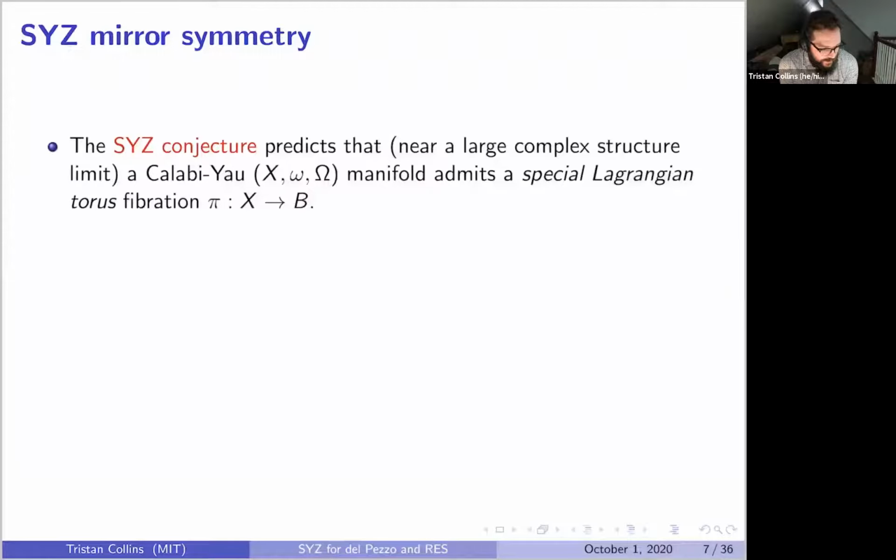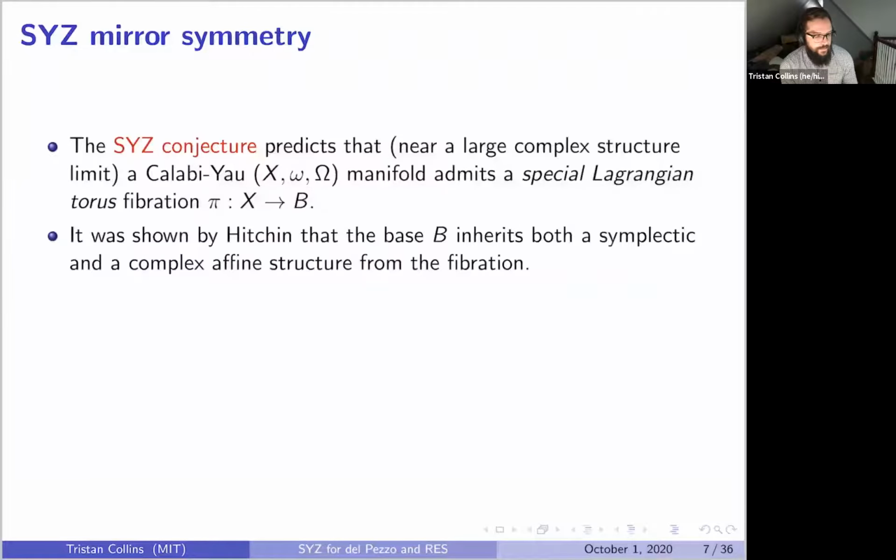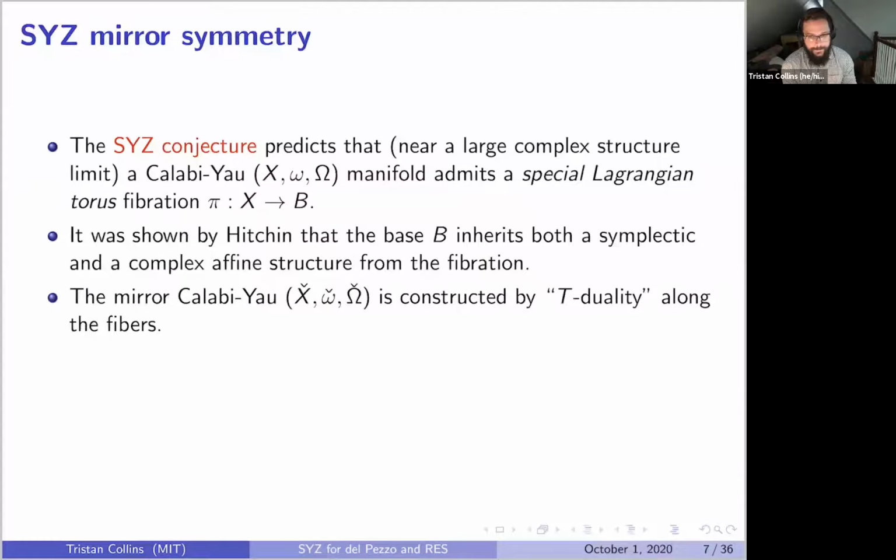So the SYZ conjecture, and I'm going to state this somewhat vaguely, predicts that, at least maybe near a large complex structure limit, as appeared in Yang's talk, this Calabi-Yau manifold should admit a special Lagrangian torus fibration onto some base B. And then Hitchin explained how the base of this fibration inherits two different affine structures, which come from the symplectic structure and the complex structure. Mirror symmetry is supposed to be obtained by this T-duality construction along the fibers. You take a torus and you replace it with its dual torus over the same point in the base. And then that's supposed to be compactified to the mirror Calabi-Yau.